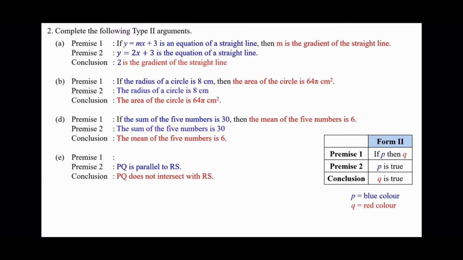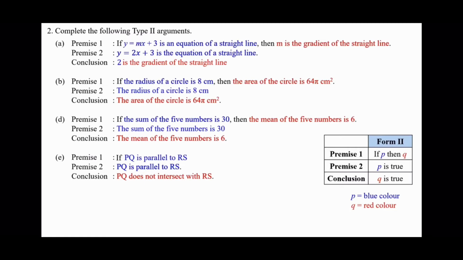For the next question, they didn't give you premise 1, but they give you PQ is parallel to RS. So this is the P statement. You have to start with the "if", and then you copy the P statement, which is in blue color: given PQ is parallel to RS. Then you have to write the word "then".